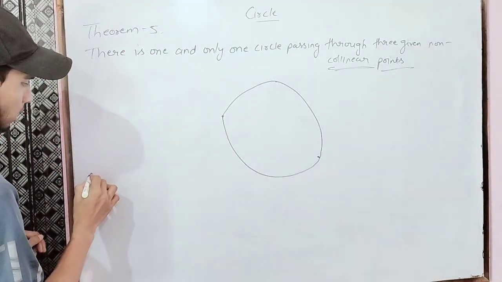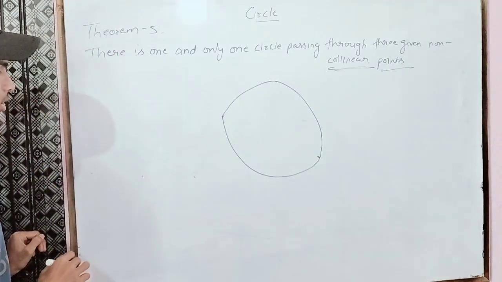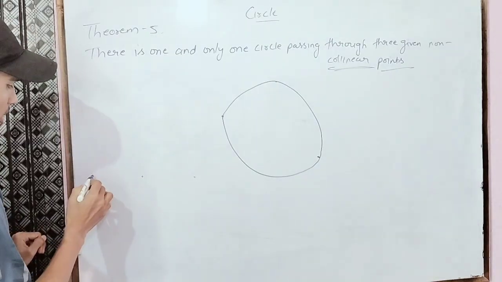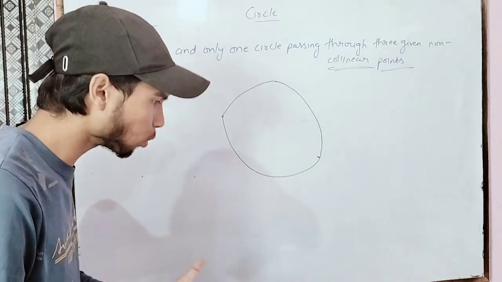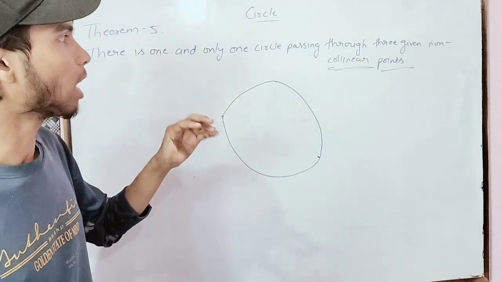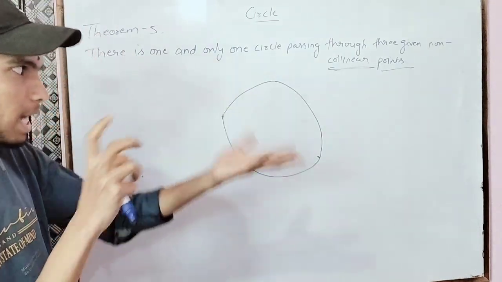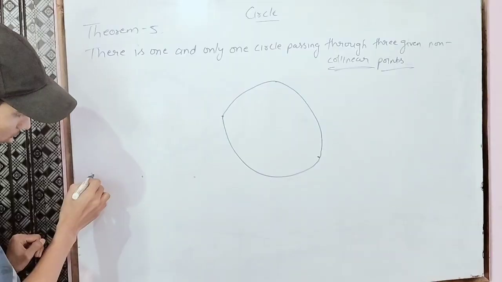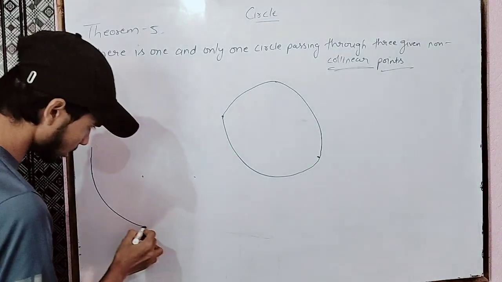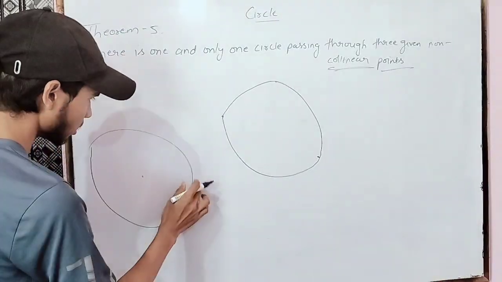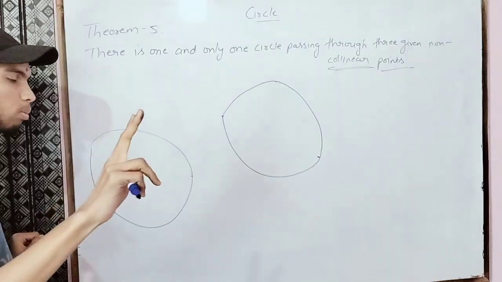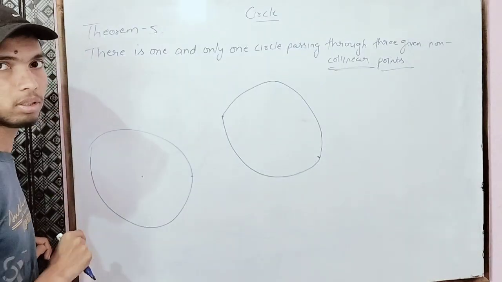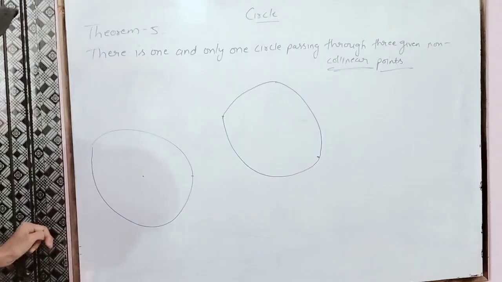What if there are three collinear points? This is not non-collinear, this is collinear. Now you have to draw a circle which will be passing through all the collinear points. Let's start. This is passing, this is passing. This circle is passing through only 2 points. What about the left 1 point?